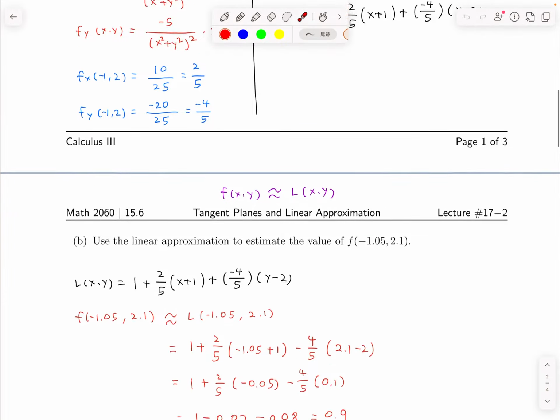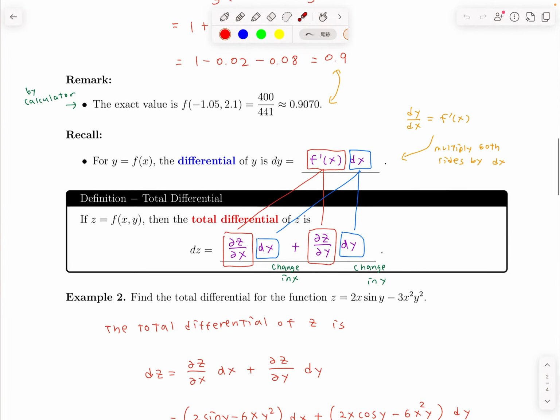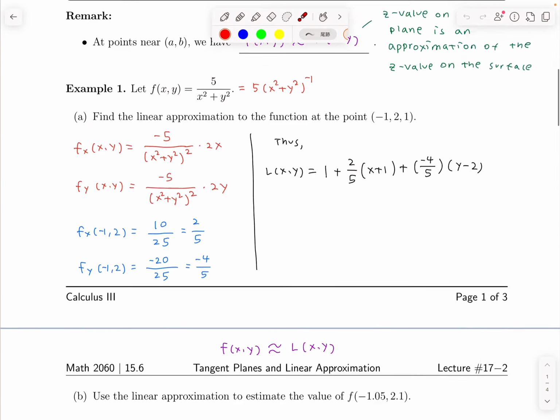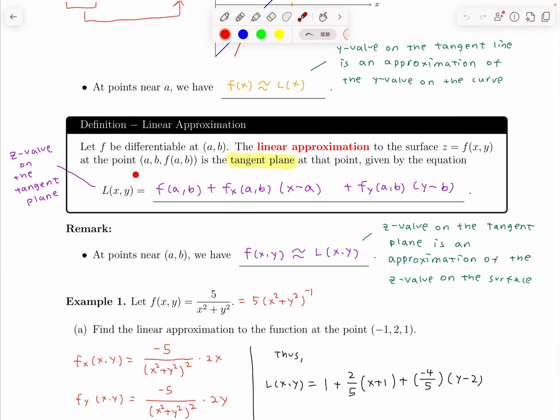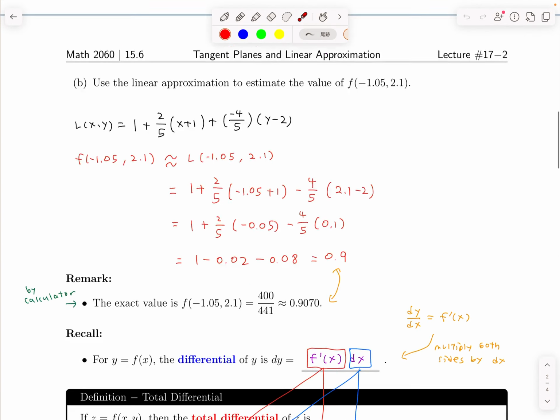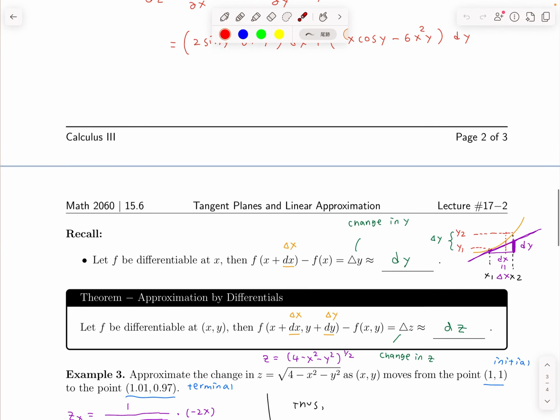Now the total differential is an approximation of the change. Notice that the linear approximation is the approximation of a value, the z value. Now the total differential is the approximation of the change in z. So if you want to find the approximation of the change, you use total differential. If you want to find an approximation of a specific value, then use linear approximation.